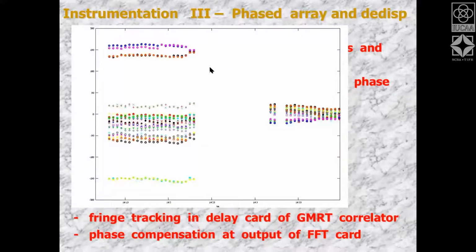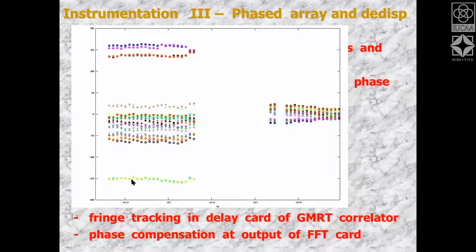So here each point or each symbol is the data from one of the GMRT telescopes, and what is plotted on the y-axis is the phase in degrees, and what is plotted on the x-axis is the Indian Standard Time. So in the evening, this observation has been taken. You can see that the phase of each of the antennas is different. And then you look at a calibrator, find out how much the difference is, and then you compensate for it, and all the phases have come together.